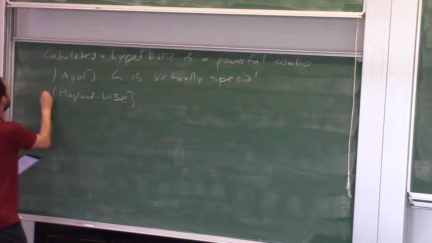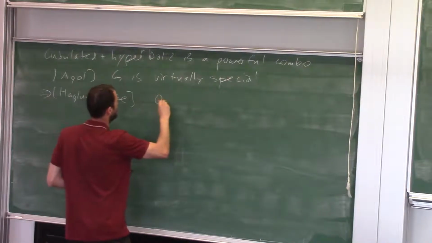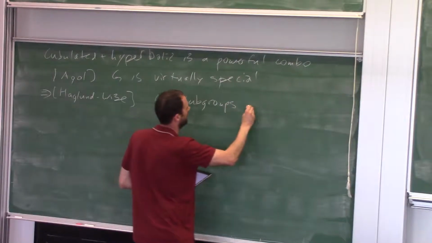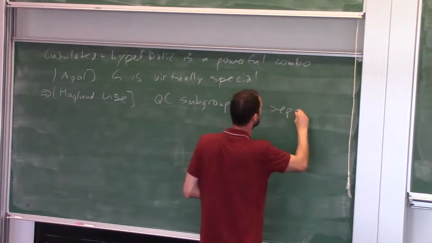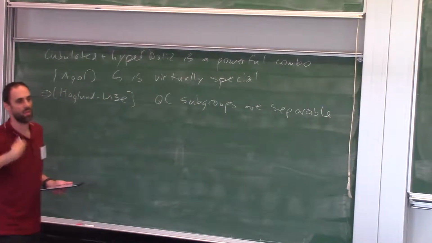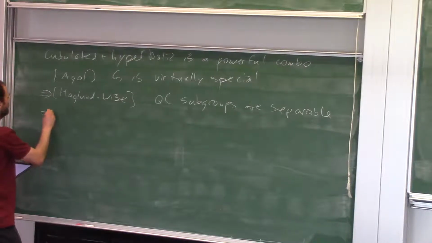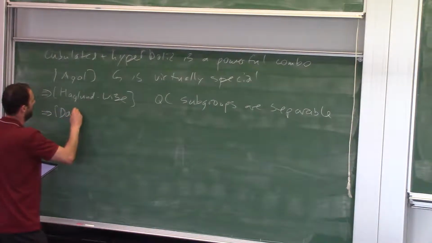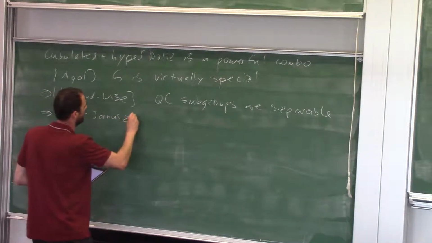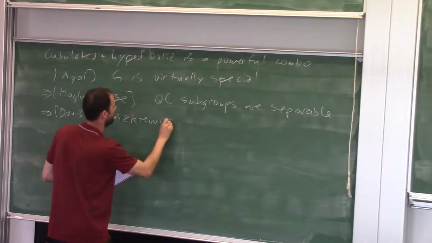These are implications of now virtual specialness. Quasi-convex subgroups are separable. So we can take immersions into this cube complex and look into embeddings in finite covers by the theorem of Haglund and Wise.